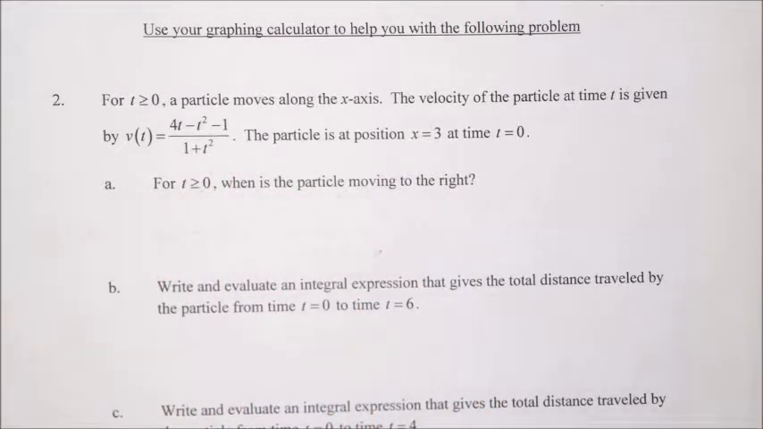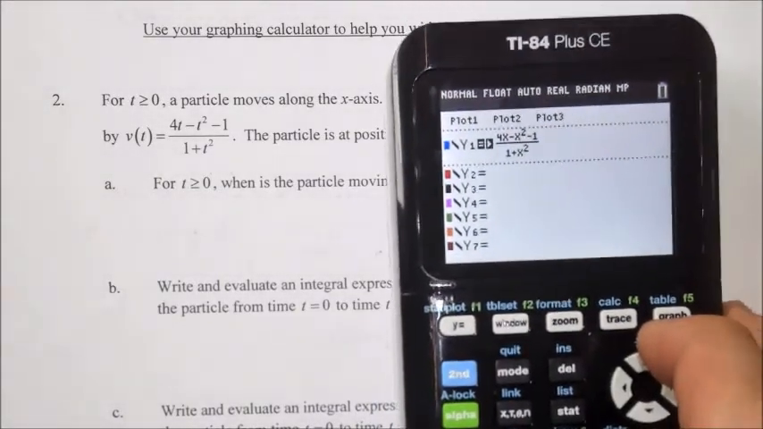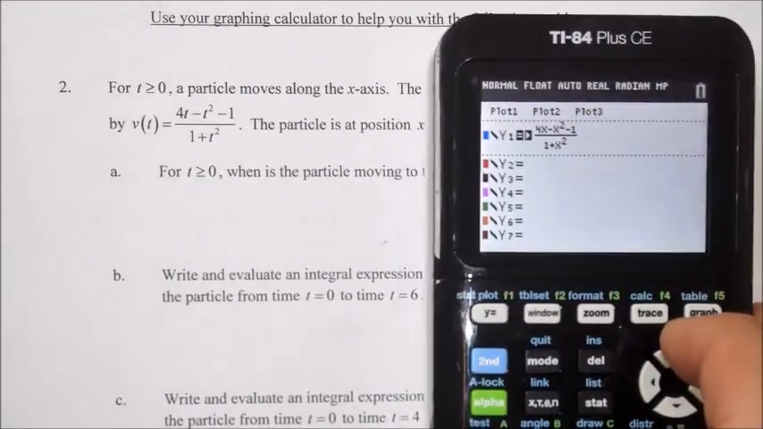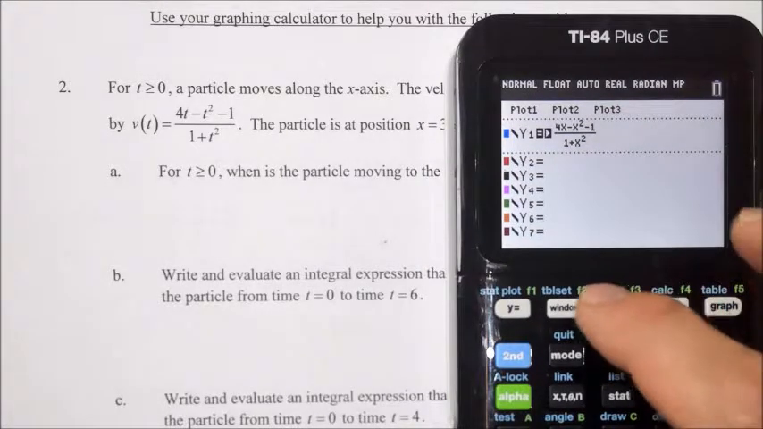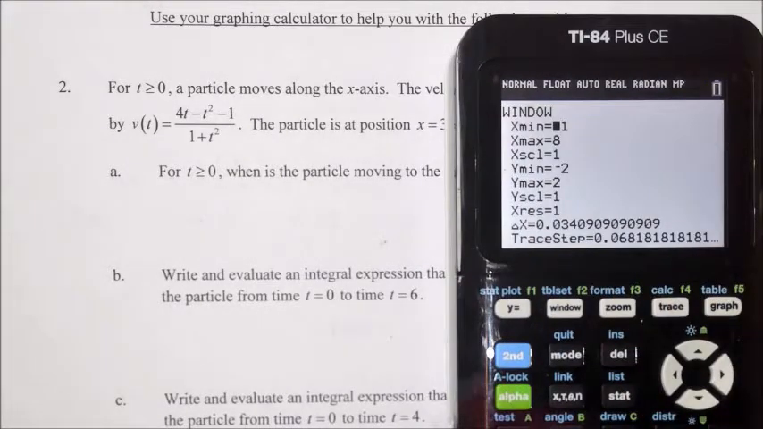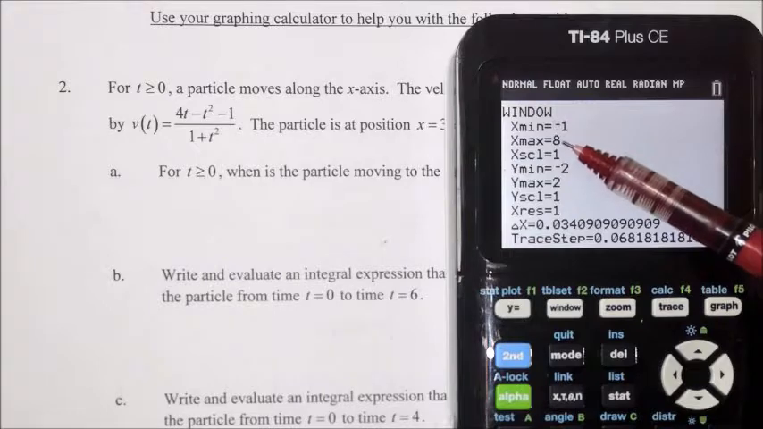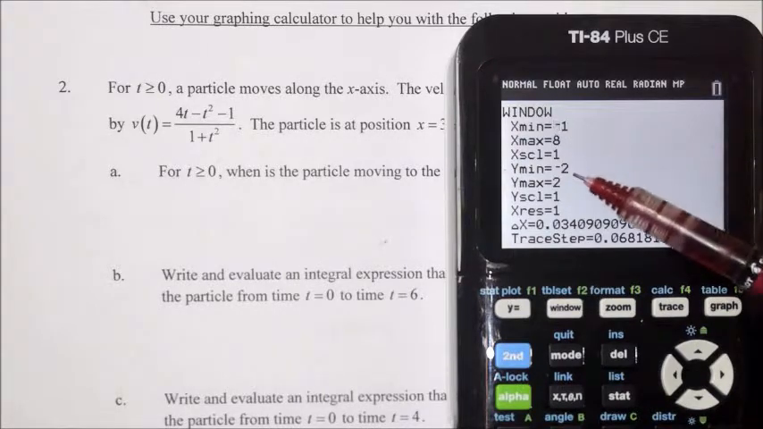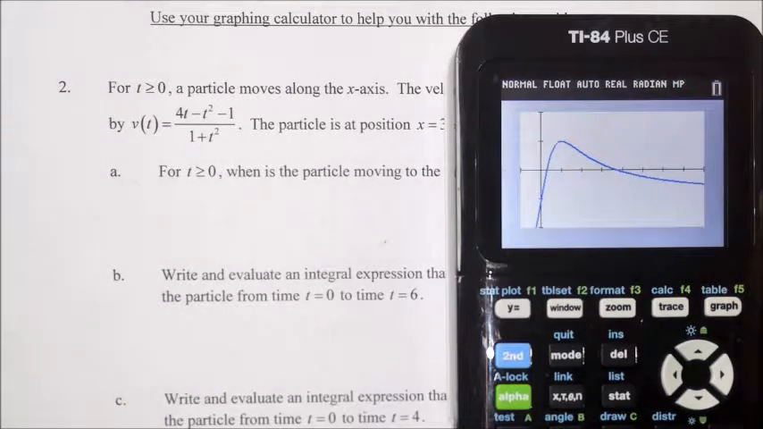So let's get our graphing calculator to help us out with this. Here's our function in y1, and I set my window up. You can see here we're interested in t positive, so we'll start at -1 so we can see the y-axis. Stop at 8, we can go further if need be, and let's focus in around the x-axis, so y-min -2 and y-max 2. If you take a look at the graph, we get a pretty good picture of it.